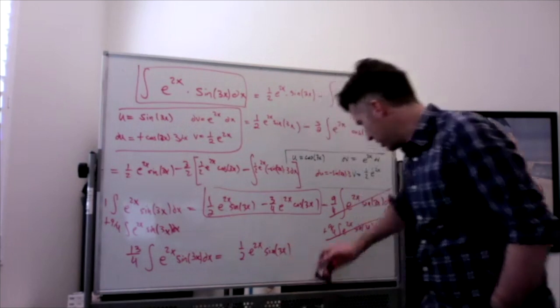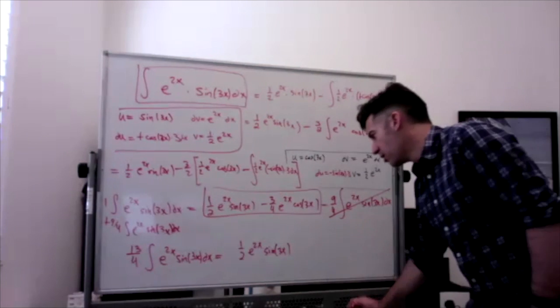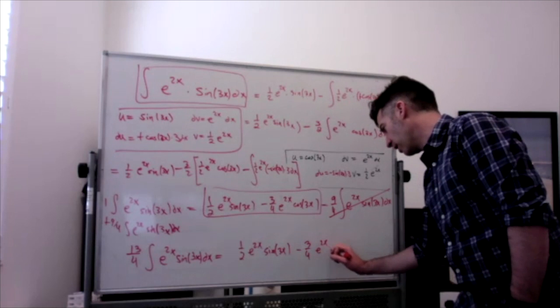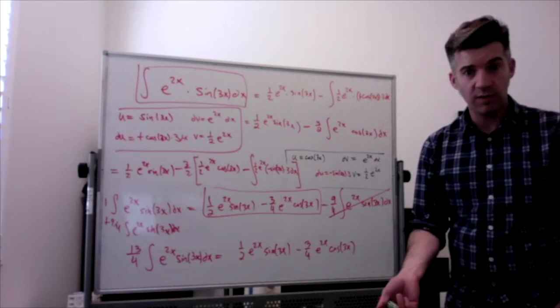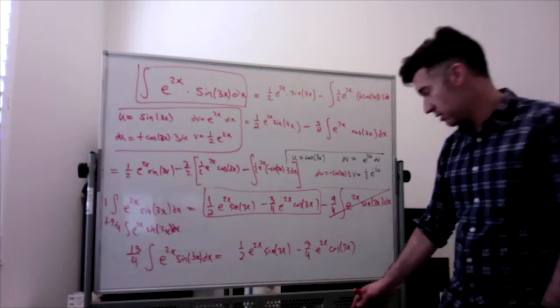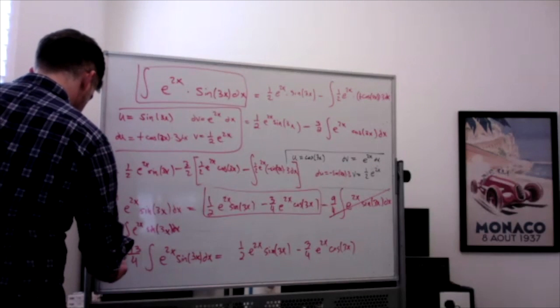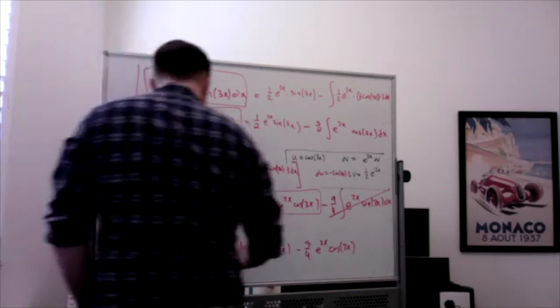I'm going to erase this here because I'm a little bit out of room. Minus 3/4 e to the 2x cosine of 3x. To finish the problem, you would multiply both sides by 4/13. So I'm going to multiply by 4/13 here. That cancels. Multiply by 4/13 here.